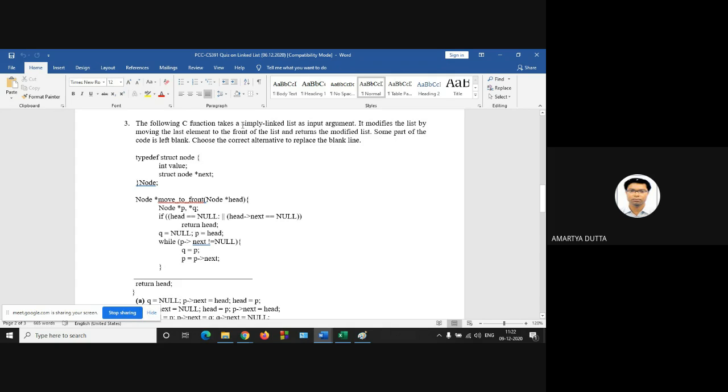The following C function takes a singly linked list, a single linked list, as input argument. It modifies the list by moving the last element to the front of the list and returns the modified list. Some part of the code is given, you have to fill in the blank.